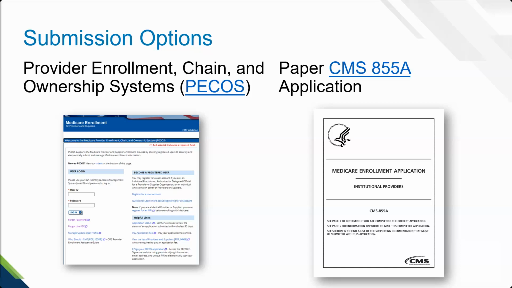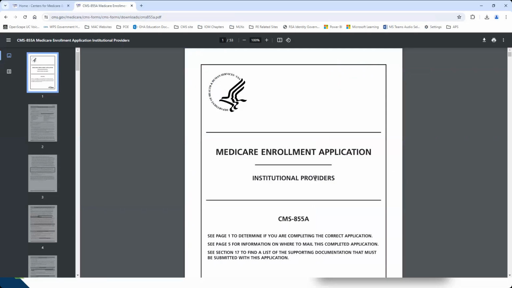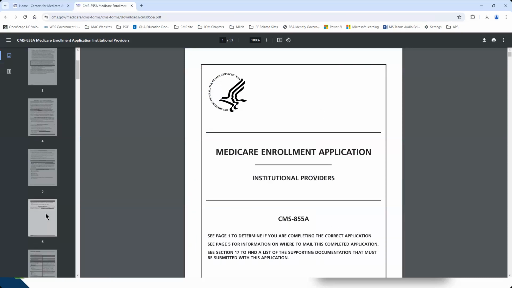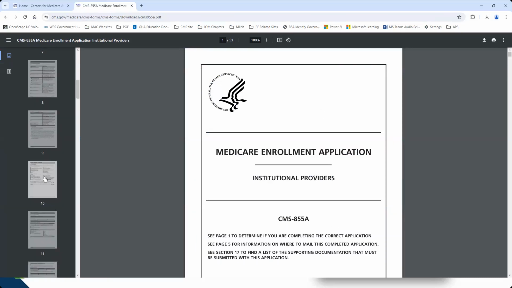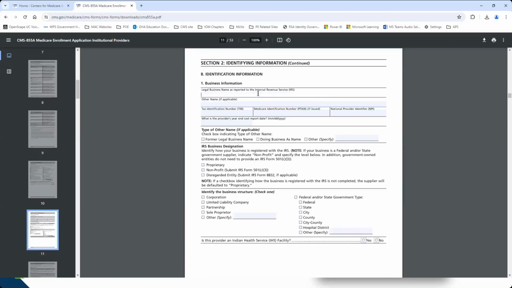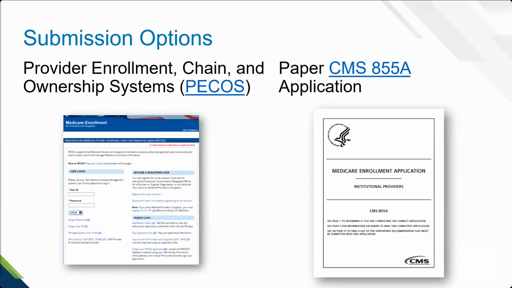With the CMS 855A, it is an electronic template that you can fill out information. In fact, let me show you what that looks like. So this is the template that's on the CMS website. As I go through the sections, you'll notice you can key information into this. However, you must then download, print it off, and mail it into our office, where it then has to go through our mailroom process, get scanned, and get ingested into our workload system in order for us to review and process that application.